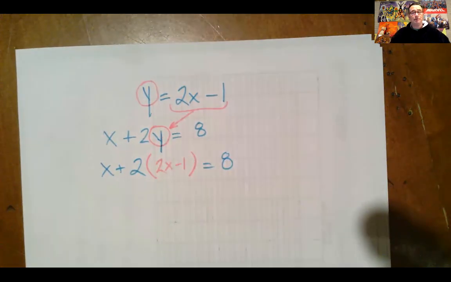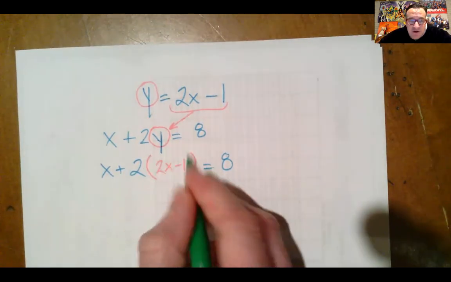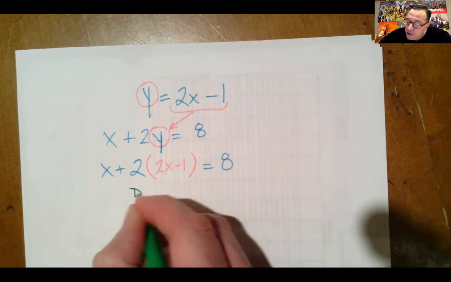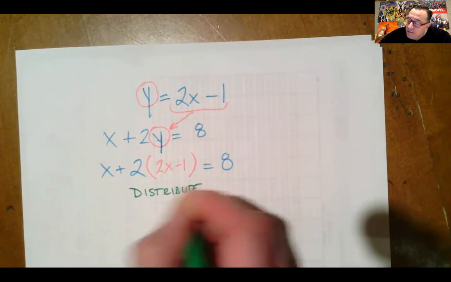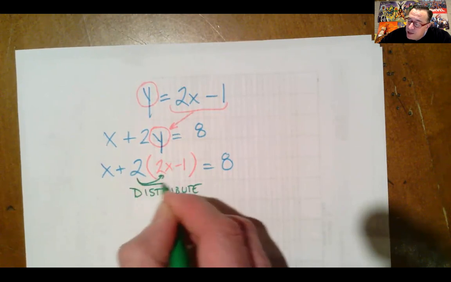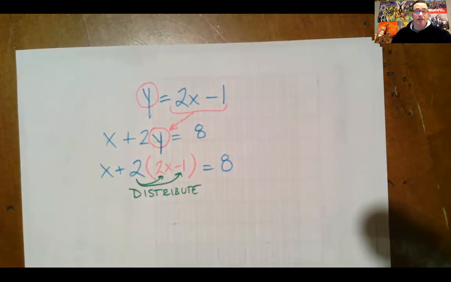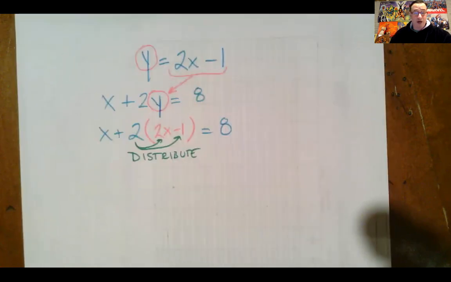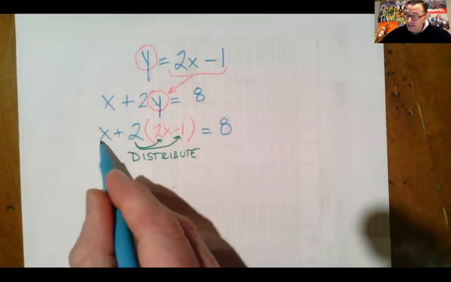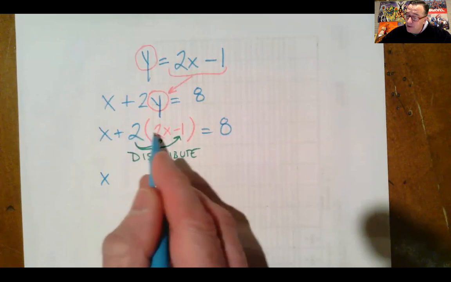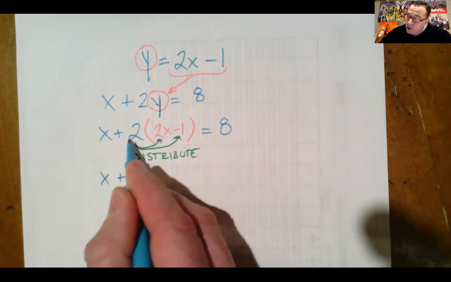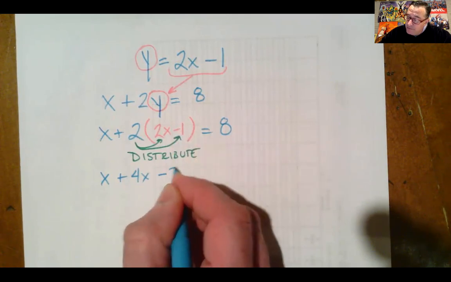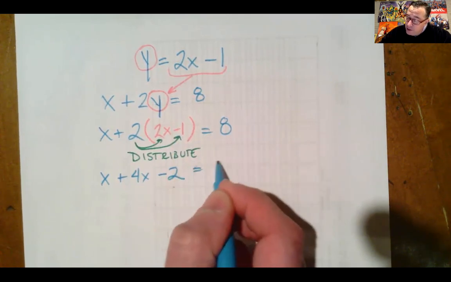Now, your first step here is very similar to what we did the last time. But because you've got a set of parentheses, what I'm going to want you to do here is to distribute. Because if I distribute that 2 to both things, now I can just put everything together. So when I rewrite this, that x didn't get touched. I'm going to multiply that 2 in. So 2 times 2x is going to be 4x. 2 times negative 1 is going to be negative 2. And that 8 is still over there on that side.